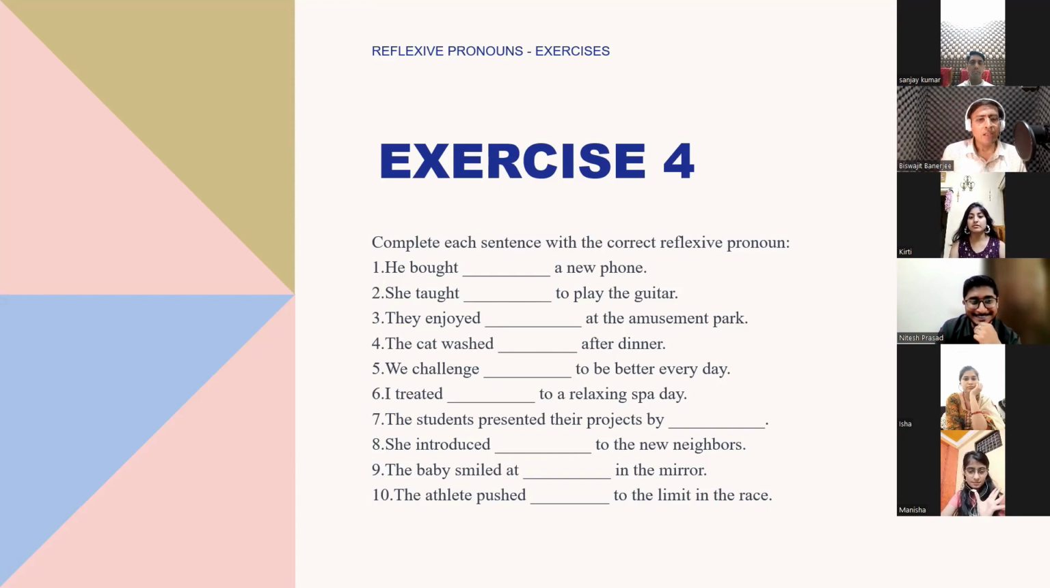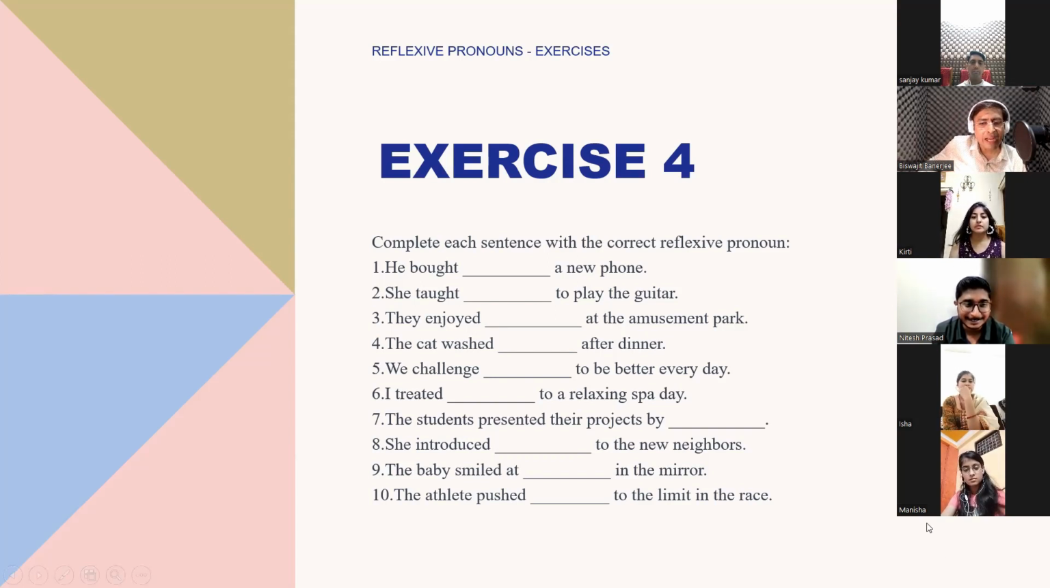Perfect. Lekha, she introduced Dash to the new neighbors. Repeat, but it's important to repeat these questions. Go ahead. She introduced herself to the new neighbors. Perfect. New neighbors. Correct.